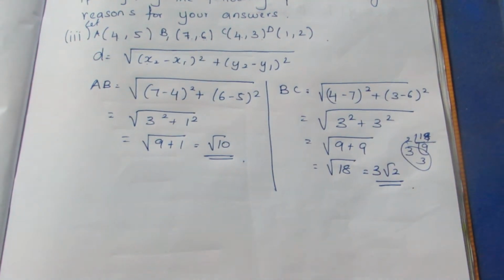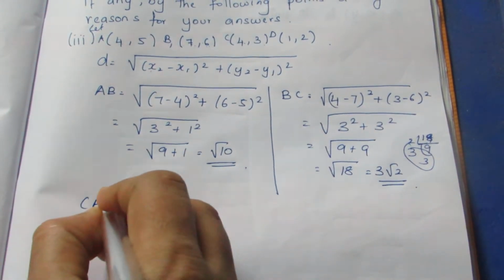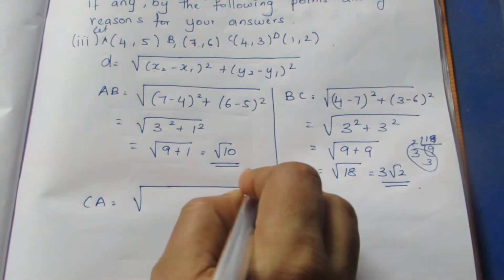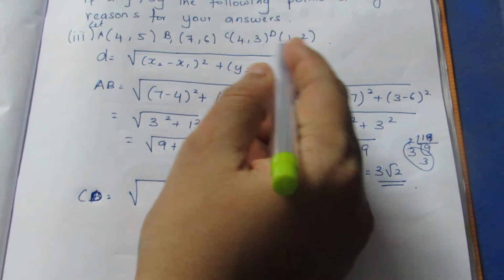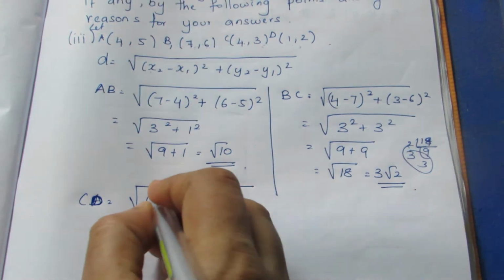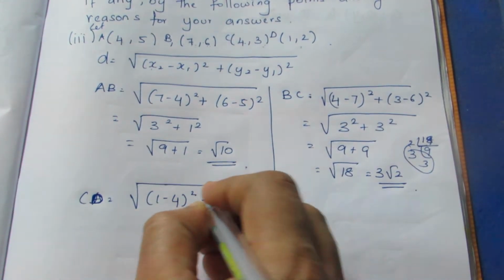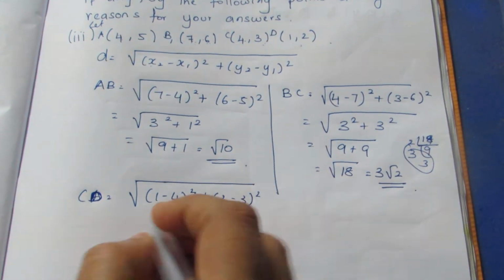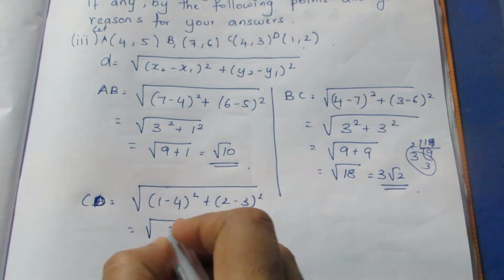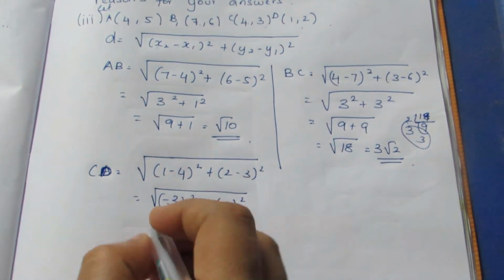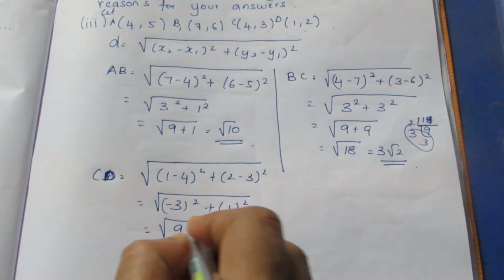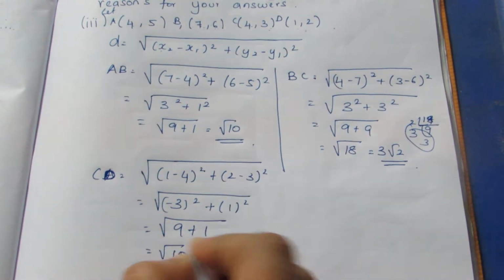Now we'll find CD. C and D: root of 1 minus 4 the whole square plus 2 minus 3 the whole square. Now this becomes minus 3 the whole square plus 1 square. Now this becomes 9 plus 1, which is root 10.